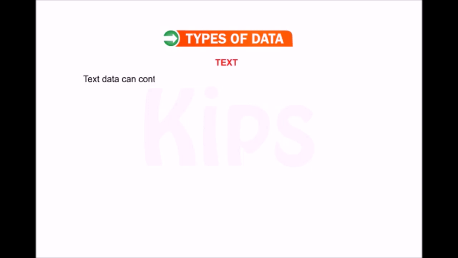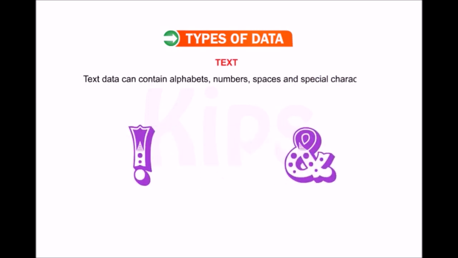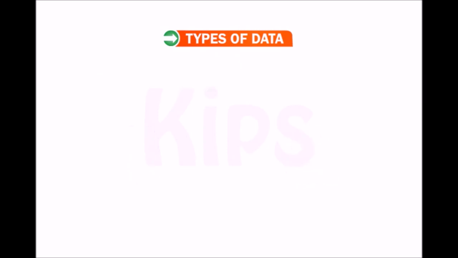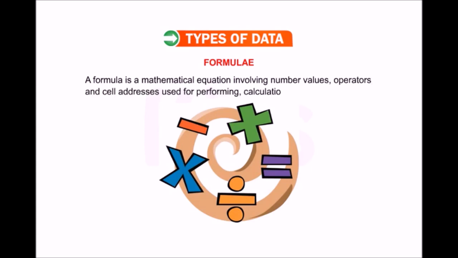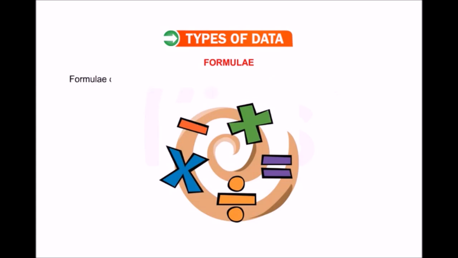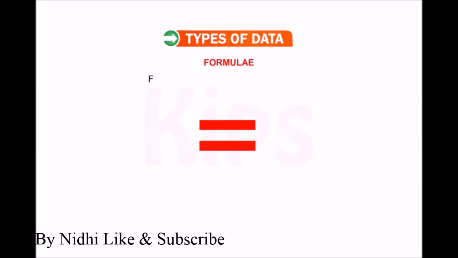Text. Text data can contain alphabets, numbers, spaces, and special characters. Text data is not used in calculations. By default, text data is left-aligned in a cell. Most often, text entries are used for worksheet headings, names, and for identifying columns of data. A formula is a mathematical equation involving number values, operators, and cell addresses used for performing calculations on a worksheet. Formulae can range from basic mathematical operations to complex calculations. Formulae begin with an equal to sign.